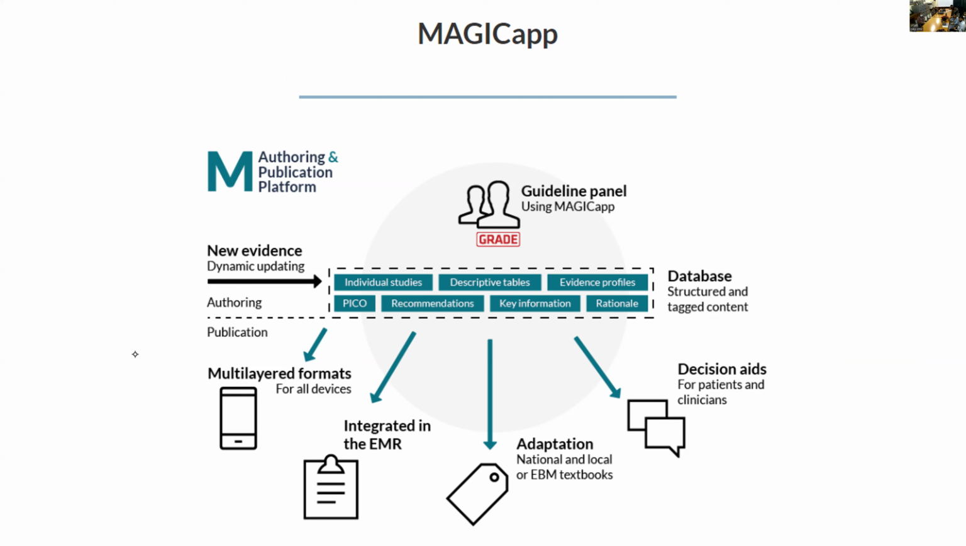At the end of that, you will get multi-layered formats. With multi-layered formats, you can either choose to read just the abstract, or you press on the abstract and then you will get the pie chart, the outcome, and the level of recommendation. That same thing can be integrated into the EMR.